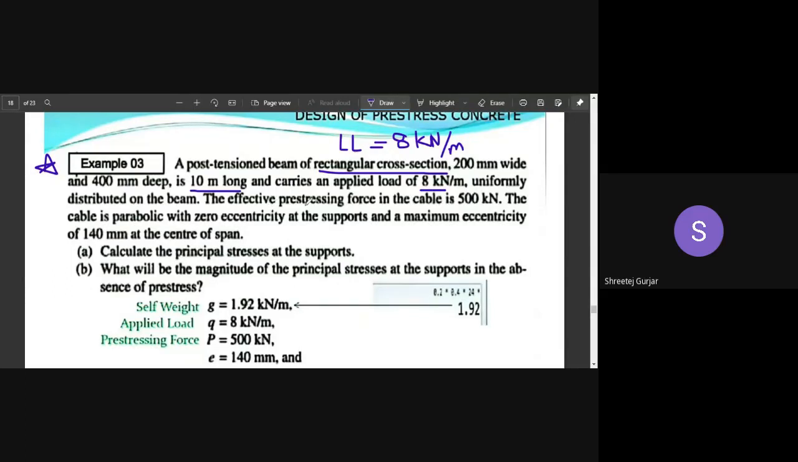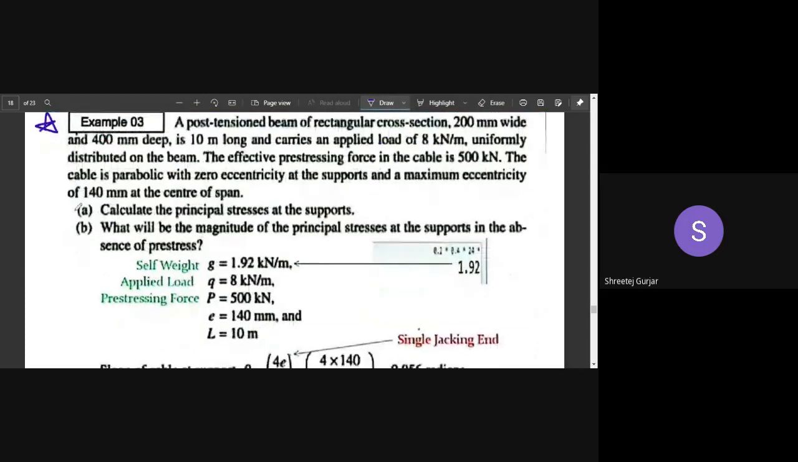Okay. The effective pre-stressing force in the cable P is given to us. Capital P value is given as 500 kilonewton. The cable is parabolic with 0 eccentricity at the support and maximum eccentricity of 140 mm at the center of the span. What we need to calculate here is the principal stress at the support. Okay, that is easy, no problem.